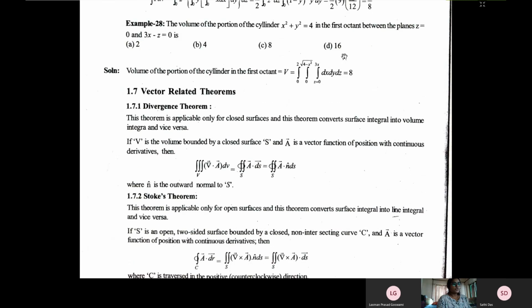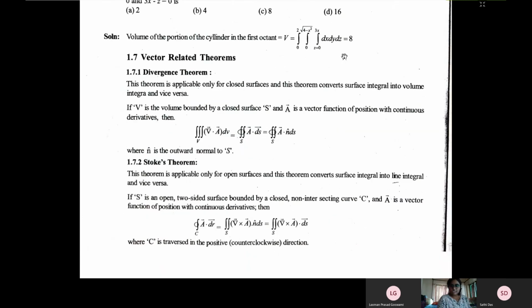Here, what is most important are the two theorems, the divergence theorem and the Stokes theorem. With the divergence theorem, you can convert a surface integral into a volume integral, and with the Stokes theorem, you can convert a surface integral to a line integral. First, know what the divergence theorem is. Remember that this theorem is applicable only for a closed surface, and it converts the surface integral into a volume integral and vice versa.